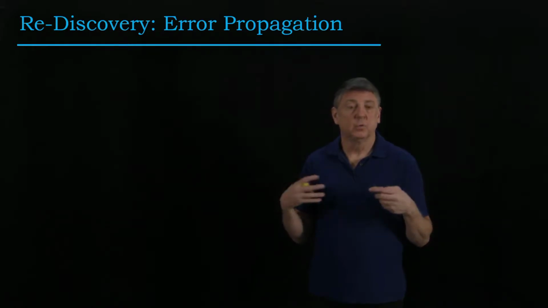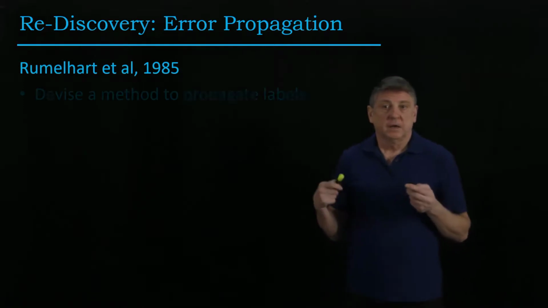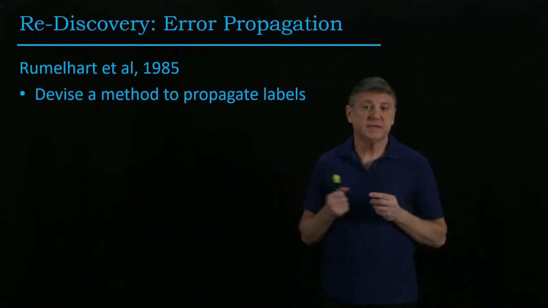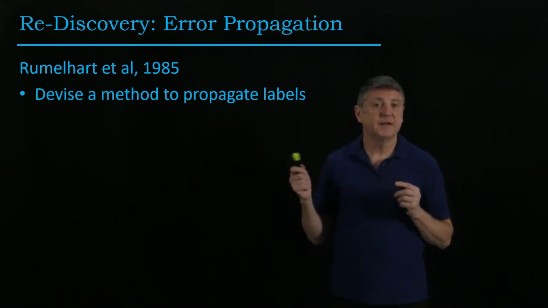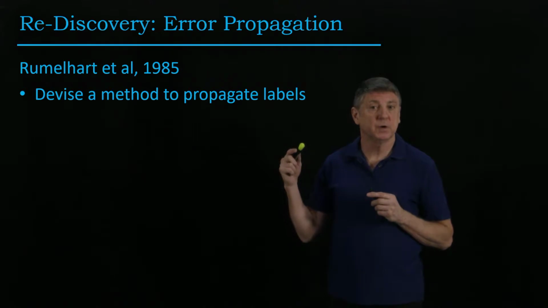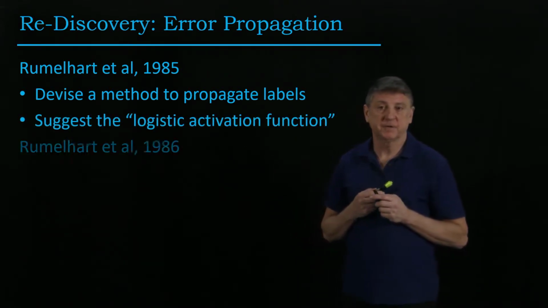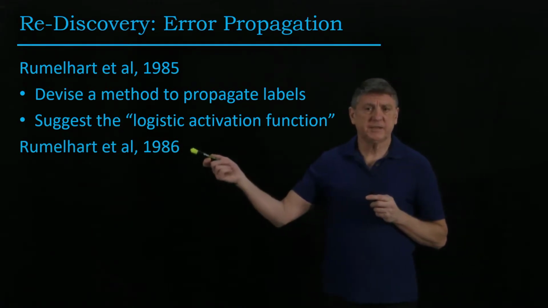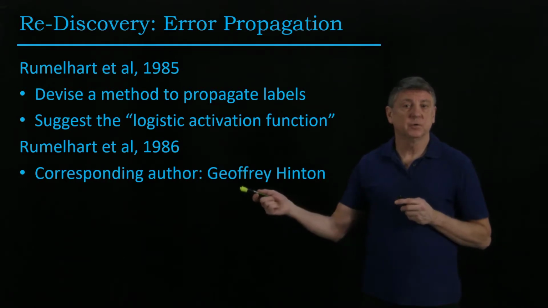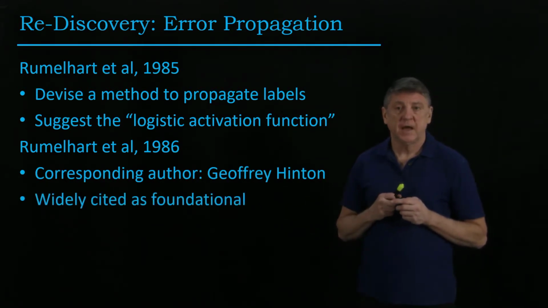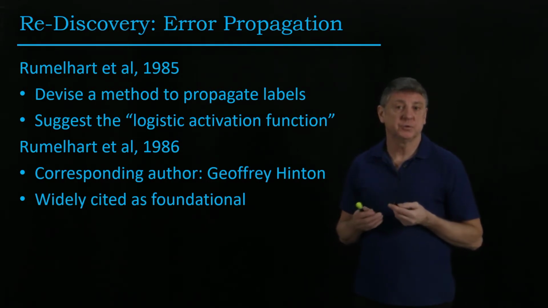Error propagation was proposed as one way to learn multi-layer neural networks. It was proposed first in 1985 by a famous paper headed by Rumelhart, and they devised a way to propagate the labels through a multi-layer neural network. They suggested using the logistic activation function. Their 1986 paper in Nature is most widely recognized, and the corresponding author was the Turing Award winner Geoff Hinton. And this is widely cited as foundational in reviving interest in neural networks.